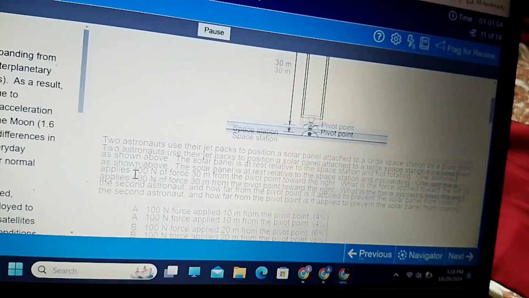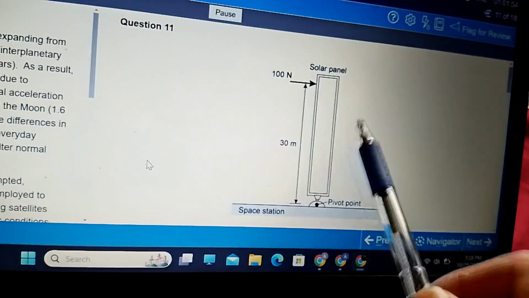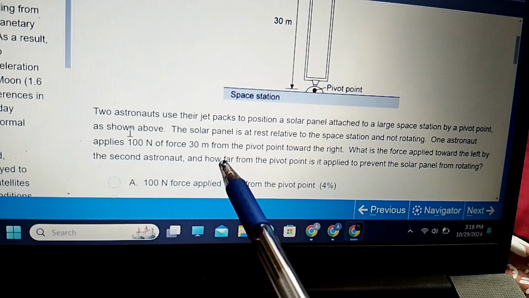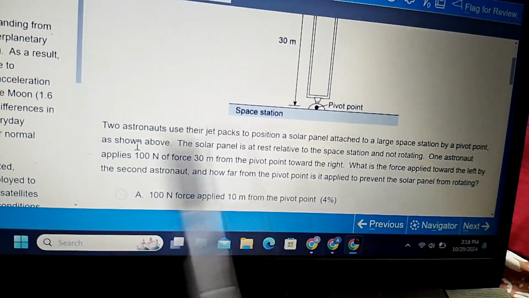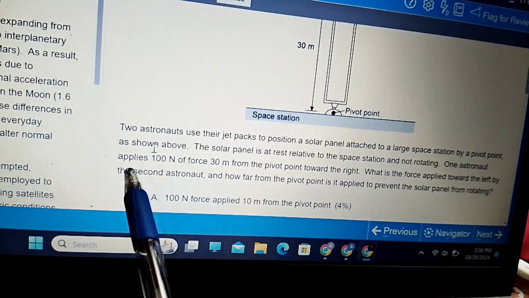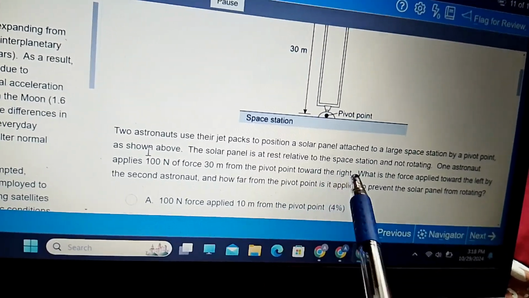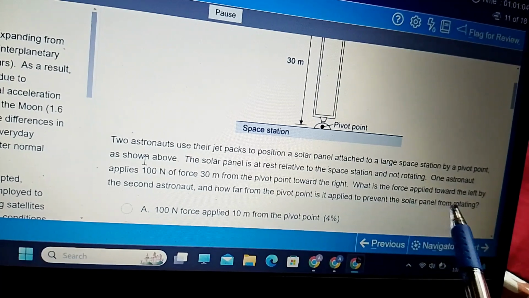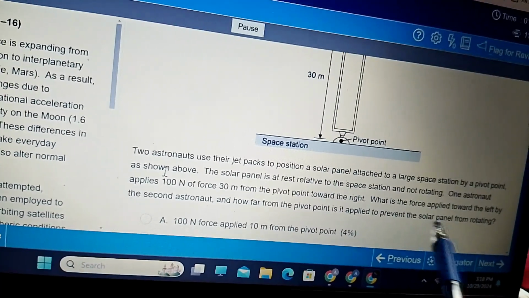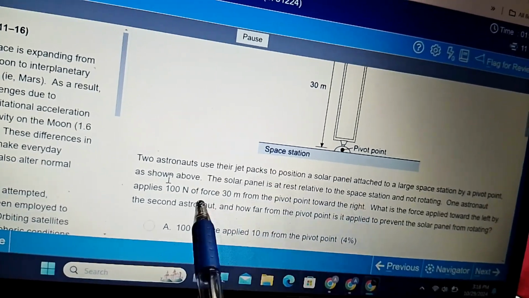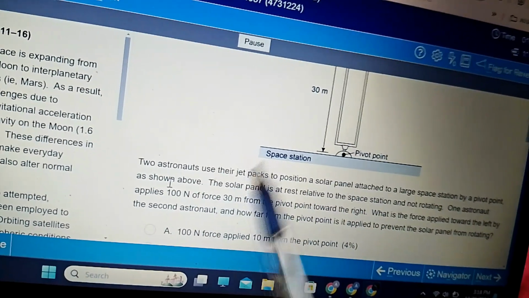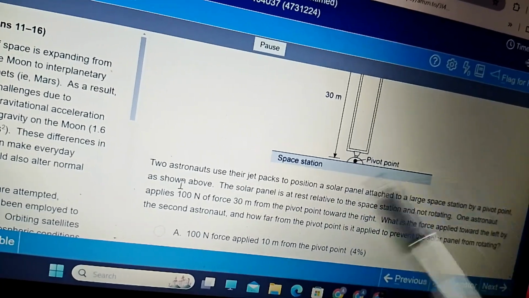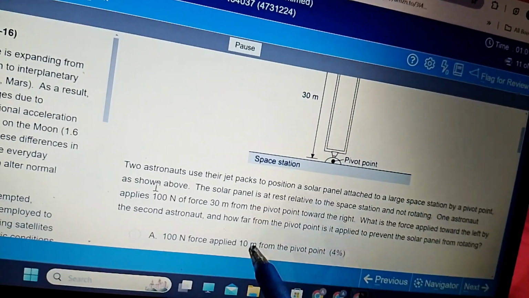They have just given us a pivot point and there is a solar panel, and this is the force applying to it, and this is the distance. So what they are asking is about the solar panel, which is at rest relative to the space station and not rotating. One astronaut applies 100 Newton of force 30 meter from the pivot point towards the right. What is the force applied towards the left by the second astronaut, and how far from the pivot point is it applied to prevent the solar panel from rotating? So they are saying that one astronaut is applying 100 Newton force 30 meter away from the pivot point towards the right, and what other force should the second astronaut apply so that the solar panel does not rotate?